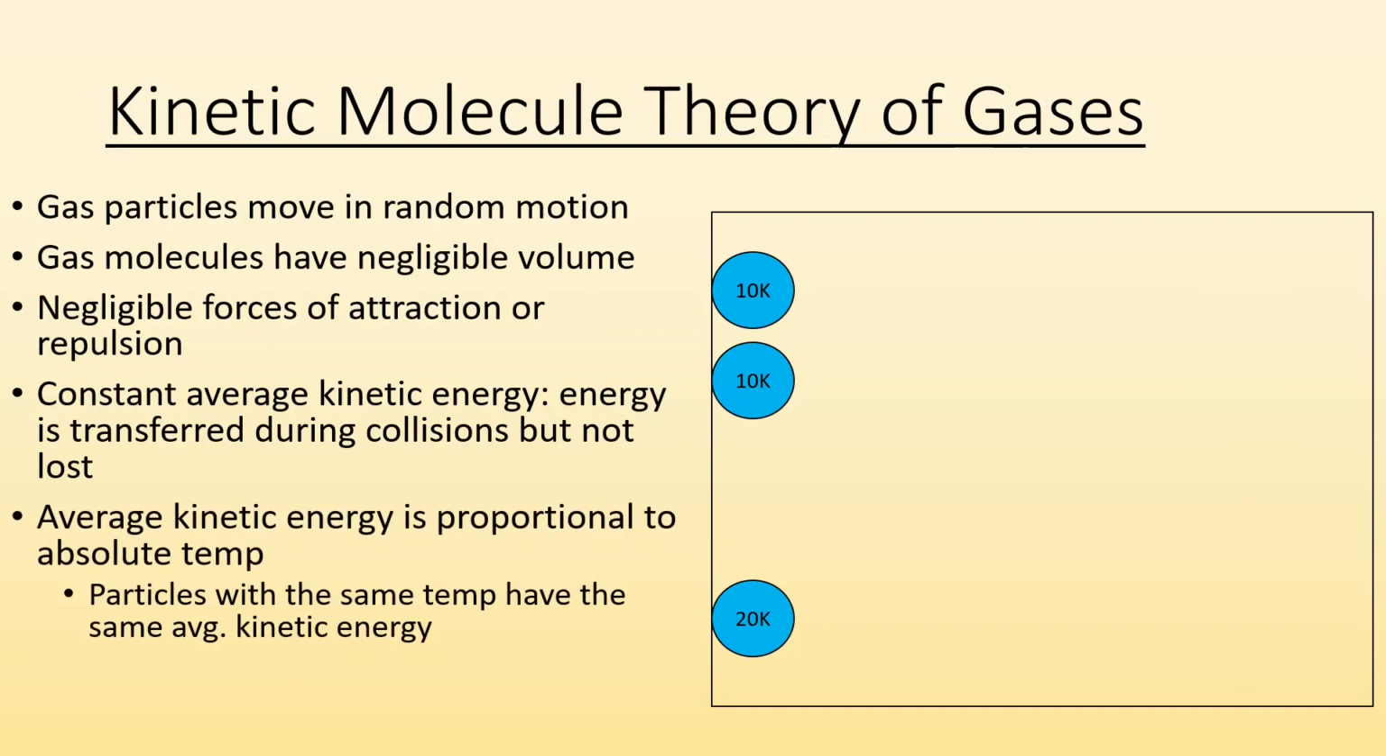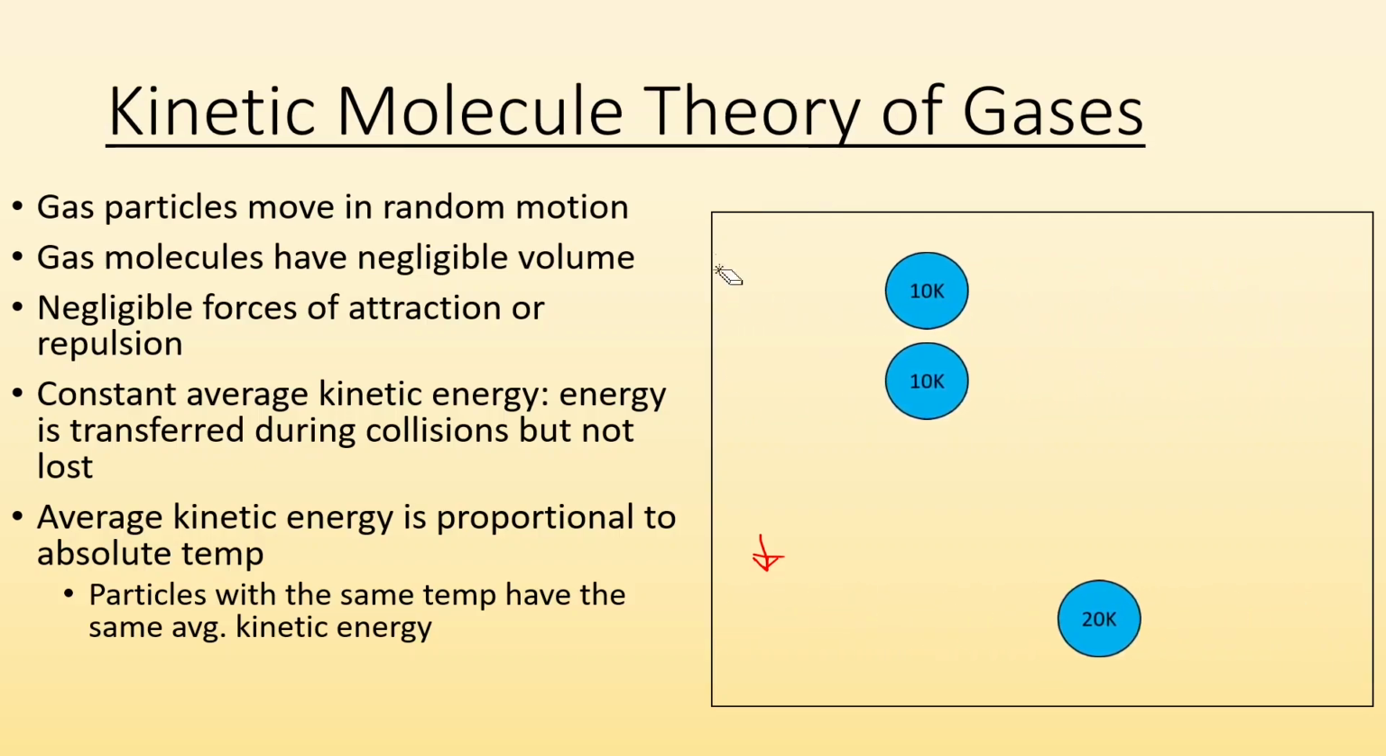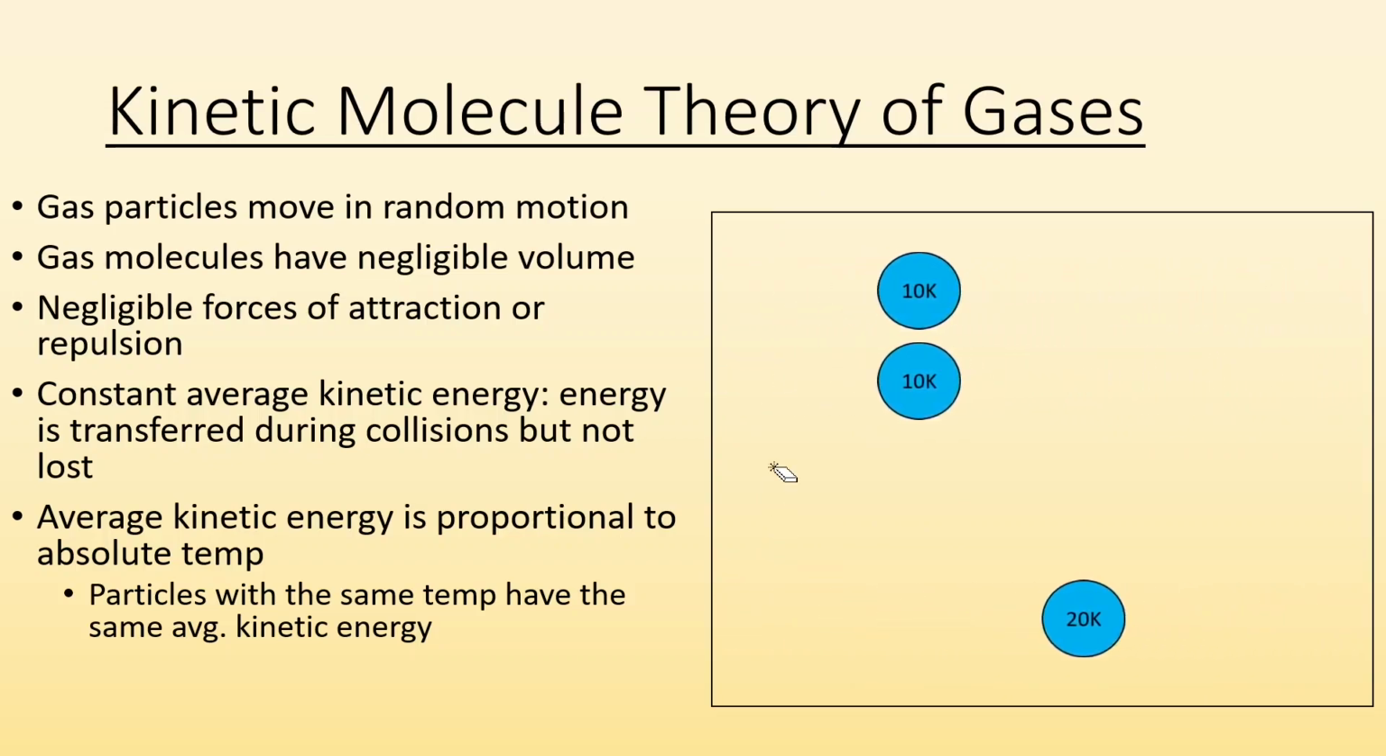All right, average kinetic energy is proportional to the absolute temperature. So here you see I have some particles at 10 Kelvin. I have another particle at 20 Kelvin. Particles with the same temperature will have the same average kinetic energy. And you can see they're moving at the same speed because they're at the same temperature. Whereas the 20 Kelvin one is moving twice as fast.